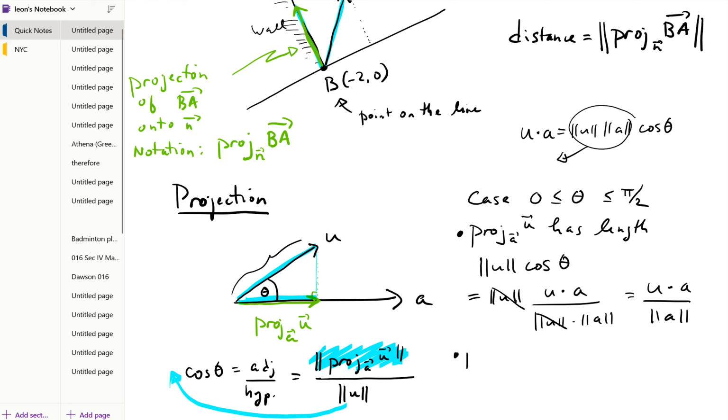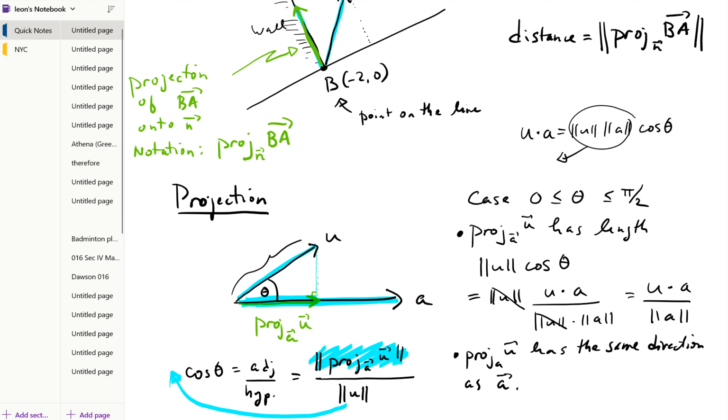Now I need the direction. Well, the projection has the same direction as which vector? As vector A right there, because they're pointing in the same direction. Same direction as A. That's A. So I know the direction.